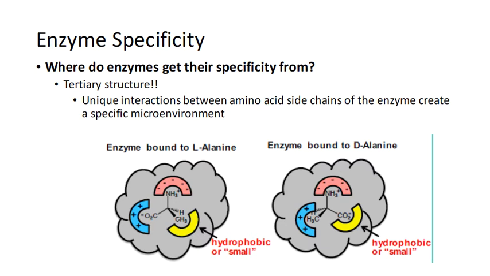Enzymes are specific. They have unique interactions between the amino acid side chains that work together to create a unique microenvironment for optimal chemistry to occur. The image on this slide shows different enzyme configurations. Take a look at the changes in the red and blue pockets. Which configuration do you think is more favorable? The L-alanine on your left or the D-alanine on your right?